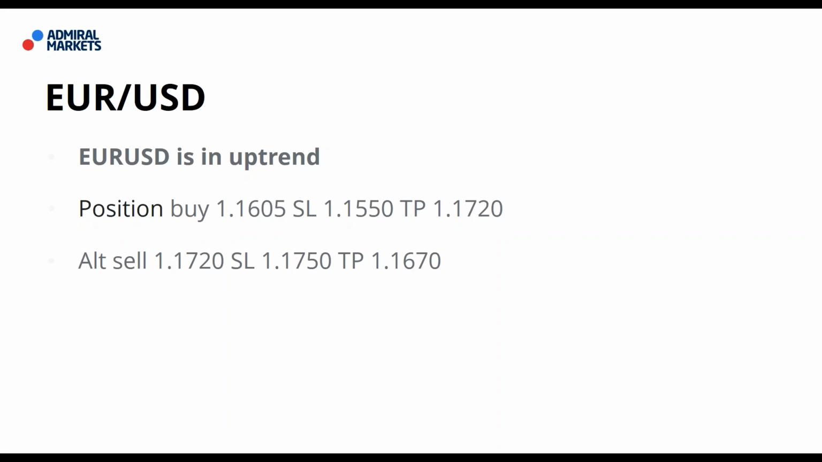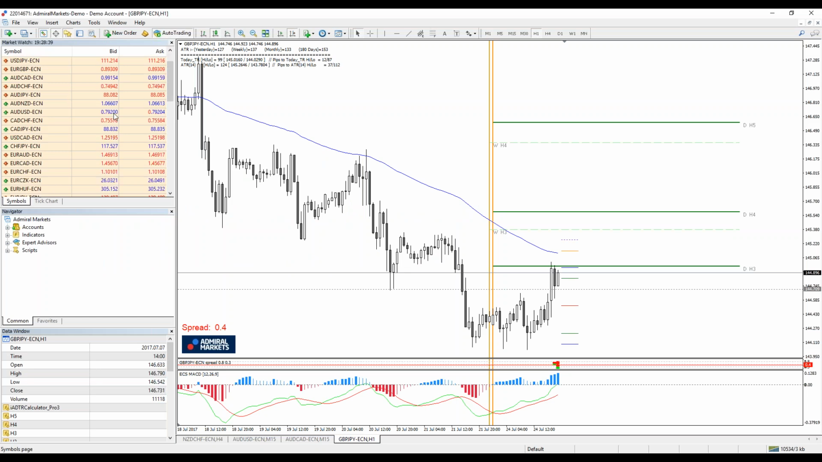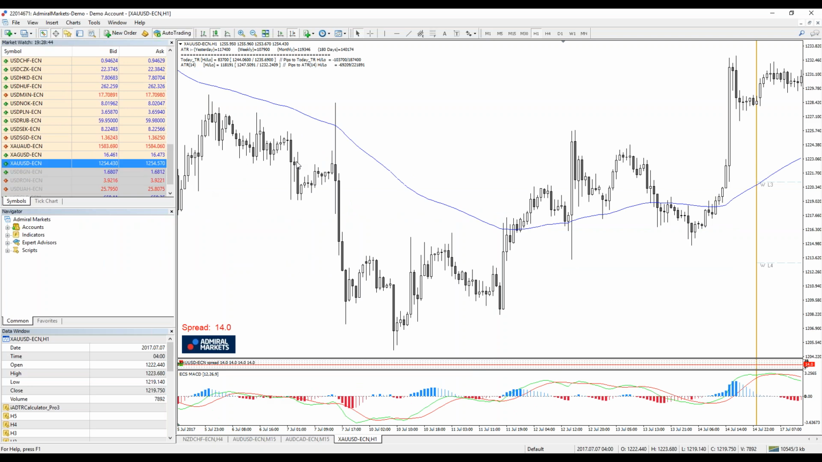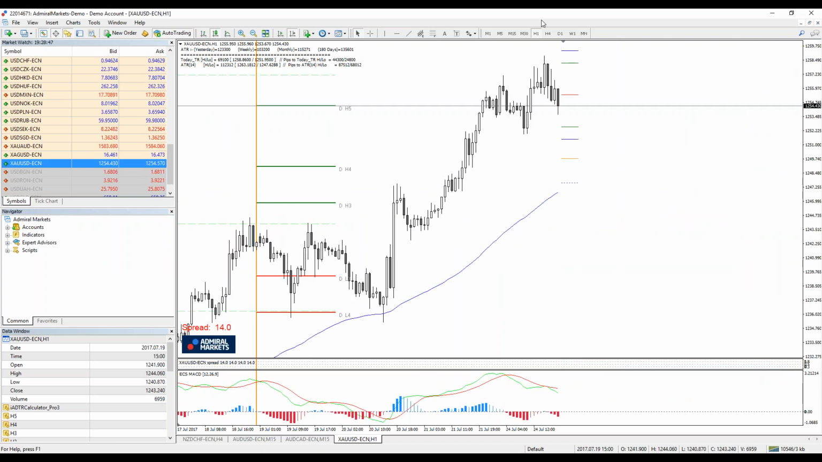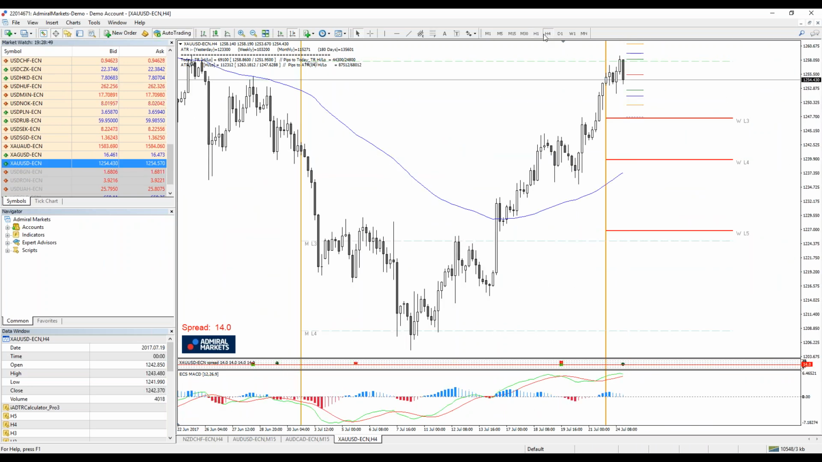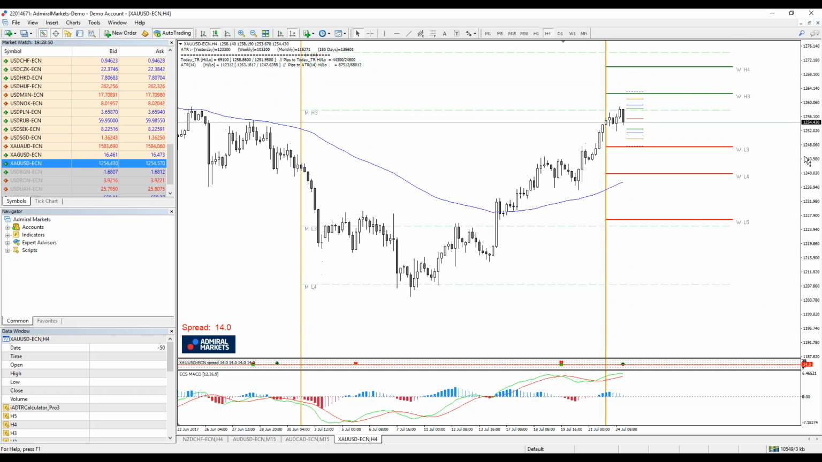Now questions. Gold. Okay, let's see. Gold, you see, definitely is trying to go. Now it's in no man's land. It rejected from the monthly H3 level. So now probably it's gravitating towards weekly L3. But also if it gets here at weekly H3, at ATR low, I think it could reject because we have a confluence.